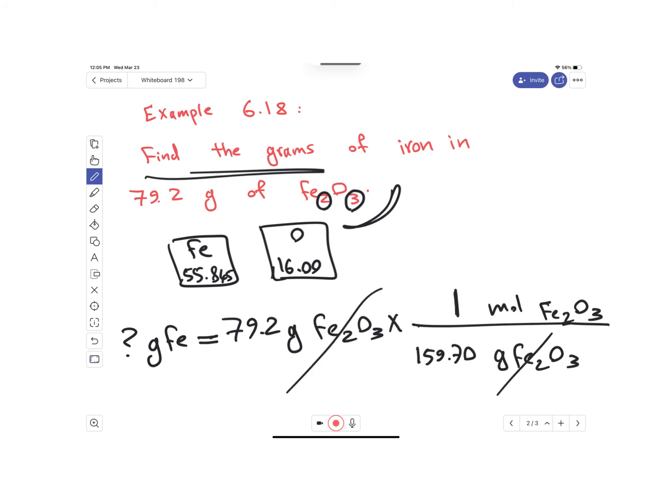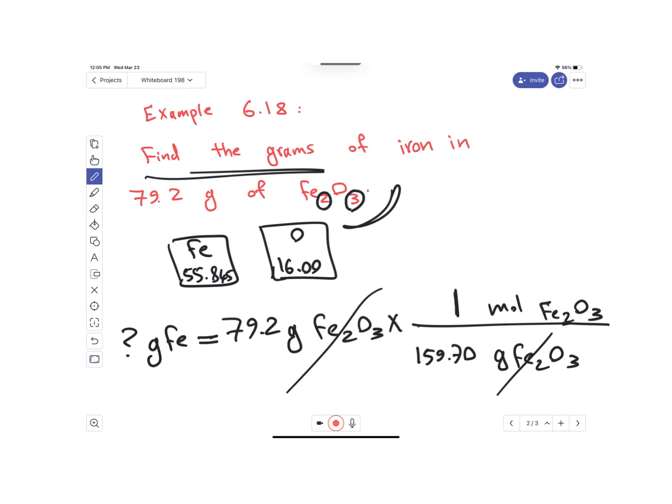So now you have moles of Fe2O3, right? But what do you want to find? You want to find moles of iron, right? So how would you convert moles of Fe2O3, basically iron 3 oxide, and you should know the name too. How do you convert moles of Fe2O3 to moles of iron? Do you remember?